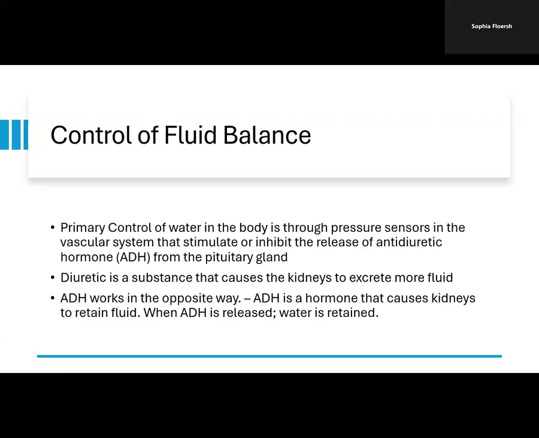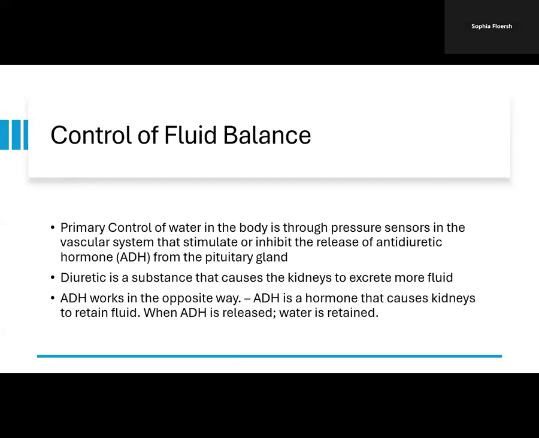So this is where I talk about if you have a patient who has neuro problems, then they can have this thing that's called syndrome of... sorry, they can have SIADH. Sorry about that. I started getting a cough.